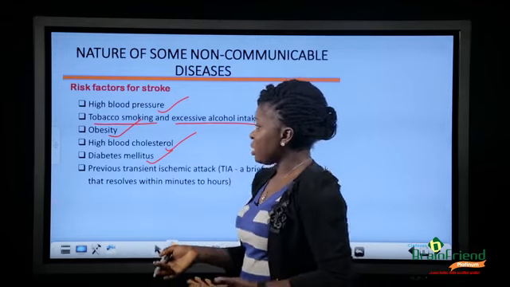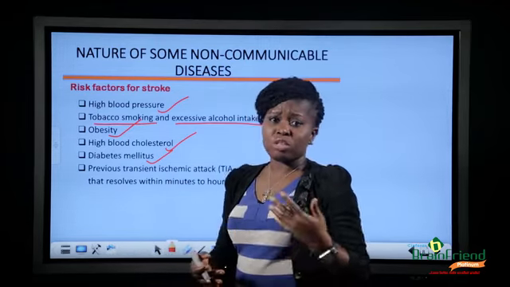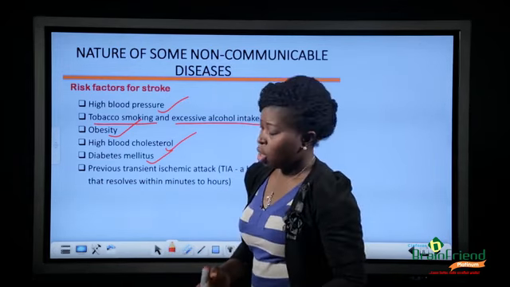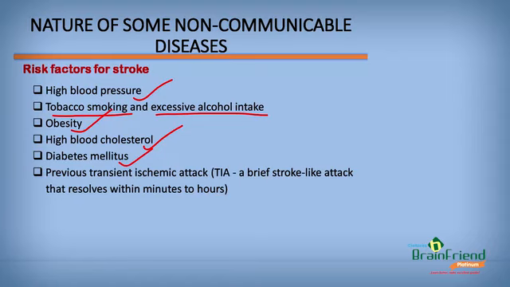You can even have diabetes, and then the next thing is giving rise to stroke. Or you can have obesity, and the next thing is giving rise to diabetes, or is giving rise to stroke. So we must make sure that these risk factors are greatly minimized. Another one is if someone has had a previous transient ischemic attack, TIA. This TIA simply means a brief stroke-like attack that resolves within minutes to hours.